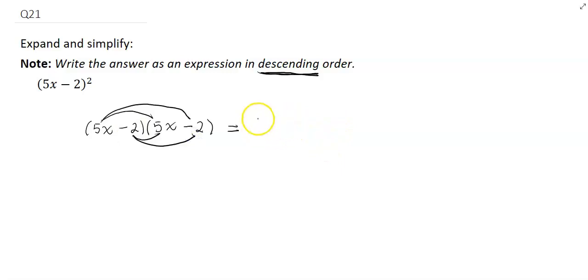So 5x times 5x, 25x squared. 5x times negative 2 is negative 10x. Negative 2 times 5x is negative 10x. And negative 2, now this is the last one here, negative 2 times negative 2 is positive 4.